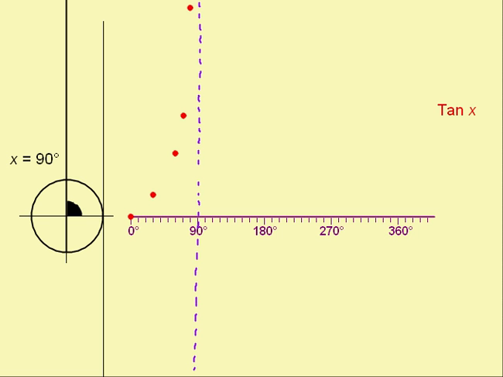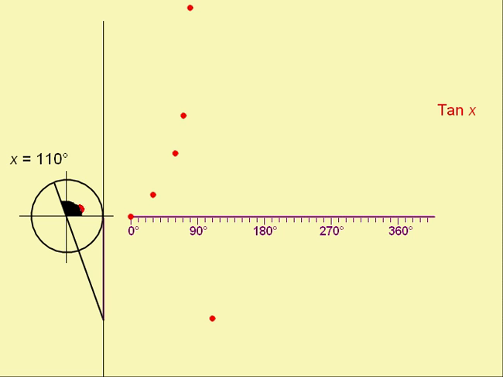Now what do you think's going to happen if we make this angle larger than 90 degrees? So let's do that now with an angle of 110 degrees. You can see that this line here, if I extend it, won't actually ever meet my tangent. But if I look at the other end of the line, it will, and I get a negative value for tan x, so I plot that on the graph here.